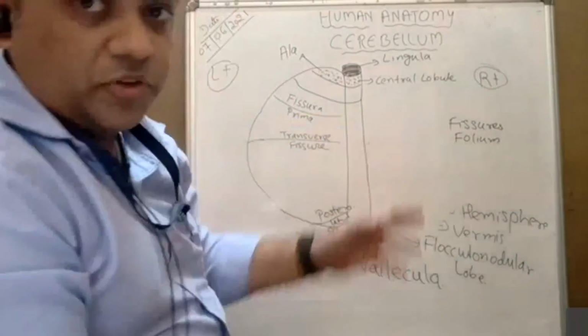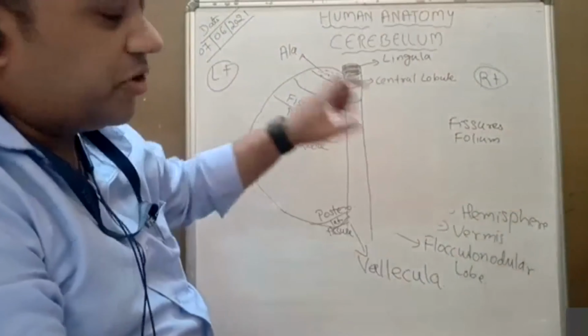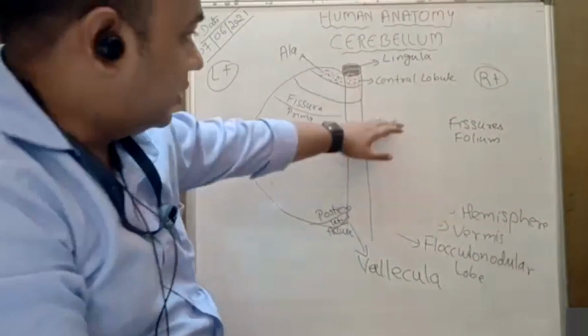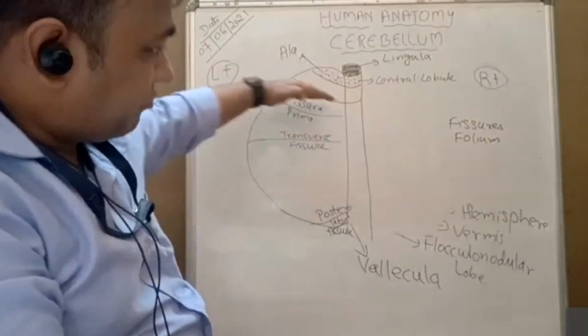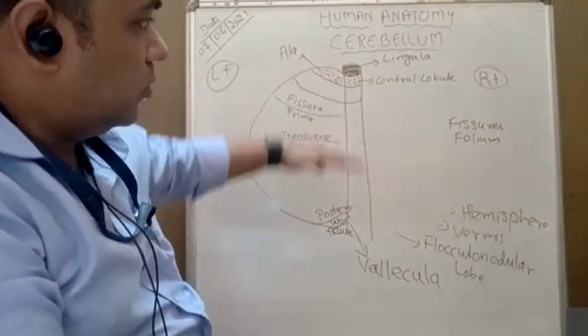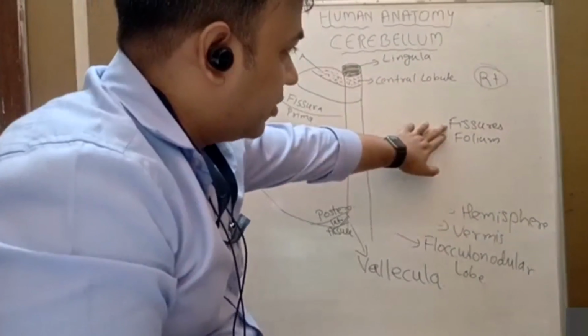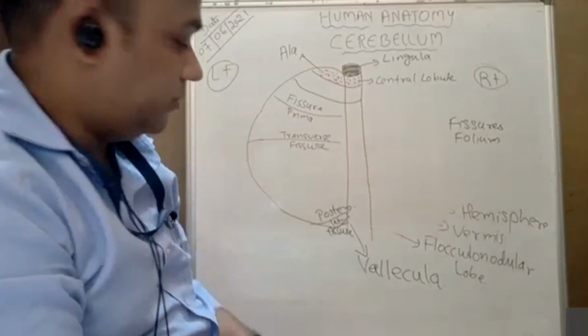In the cerebral hemisphere, there are again elevations and depressions. Depressions are known as the sulci and elevations are known as the gyri. But they are irregular. But here they are in the same pattern, in a linear manner, dividing the cerebellar hemisphere and the vermis into subdivisions. So that depression is known as the fissure and elevation is known as the folium, or folia.